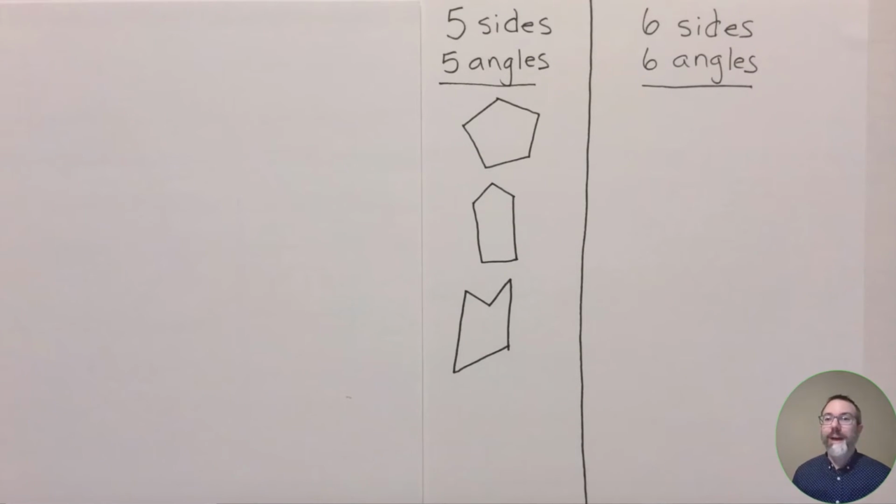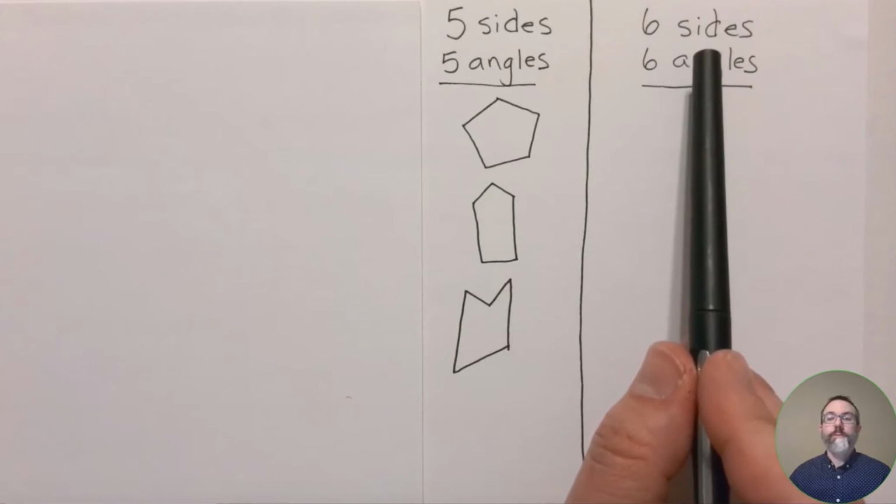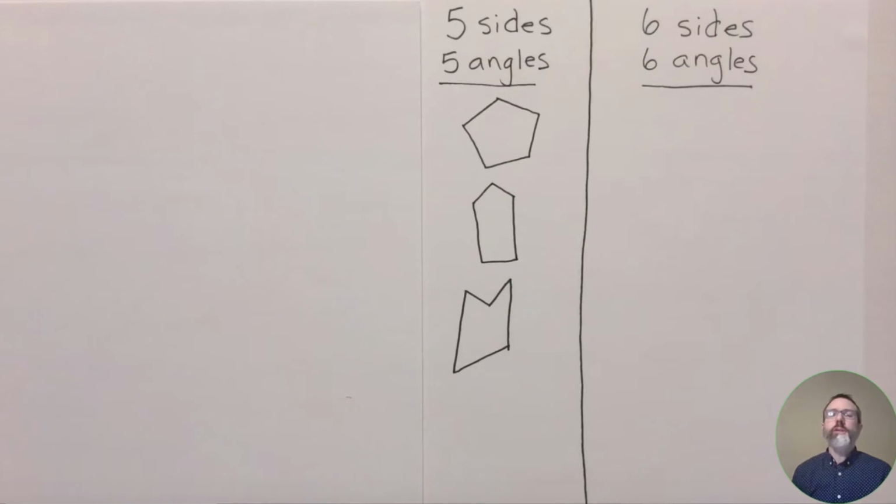And you might have guessed it, I would like for you now to draw or to make one more set of shapes with this time 6 sides and 6 angles. You can try and make 3 shapes if you have enough pieces. If not, 2 shapes will be fine. You can press pause, make your shapes, and then press play to see the shapes that I've made.